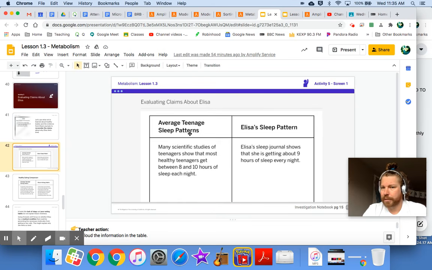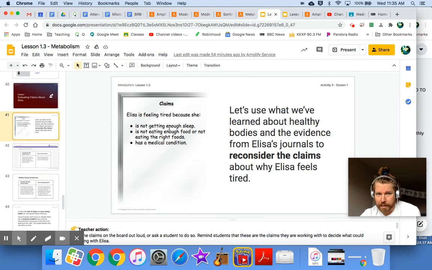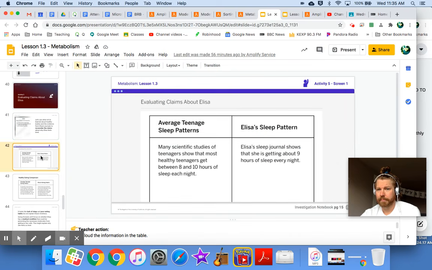Average teenage sleep patterns. Many scientific studies of teenagers show that the most healthy teenagers get between 8 and 10 hours of sleep each night. Okay? Elisa's sleep journal shows that she's getting about 9 hours of sleep every night. So, based on this information, how do you feel about that? Do you think that her tiredness is because she's not getting enough sleep? Doesn't seem like it. Seems like she's getting right in that sweet spot between 8 and 10 hours of sleep.